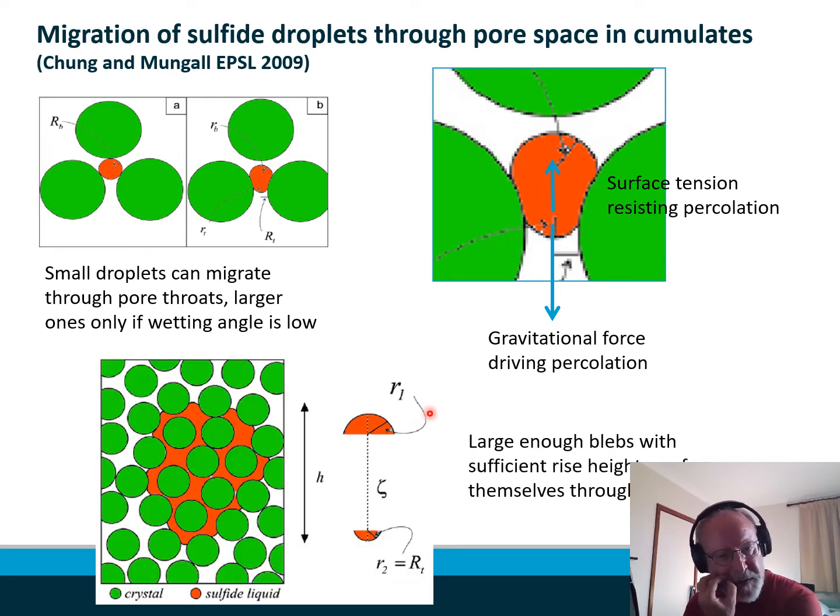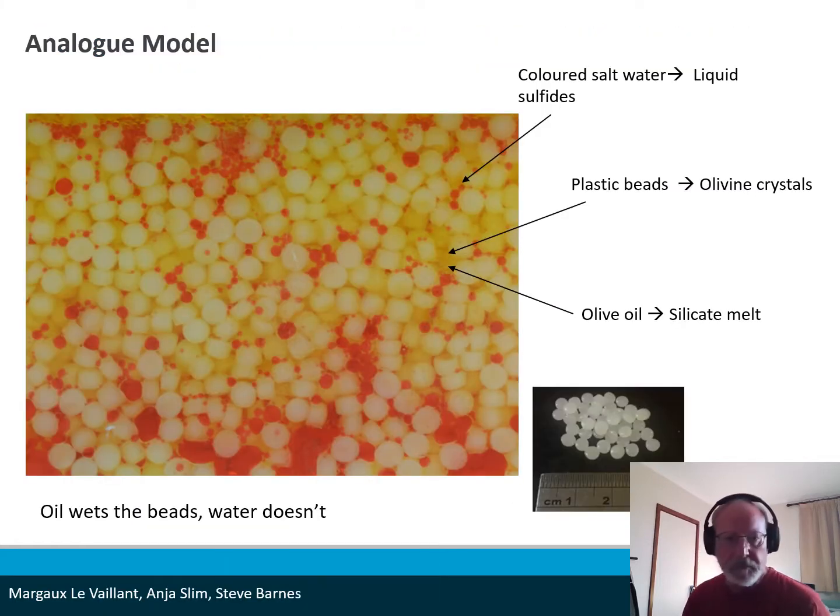Now, normally, if the sulfide droplet's quite small, it can't do that. But if you get enough sulfide together, in other words, if you can link enough of these things together so that you've got a little bit of pressure driving that sulfide droplet, then effectively this is like having a hydrostatic head at the bottom of that little interconnected sulfide domain. That sulfide has now got enough density, enough gravitational force, to overcome the capillary force and start to migrate through the pore space of the rocks.